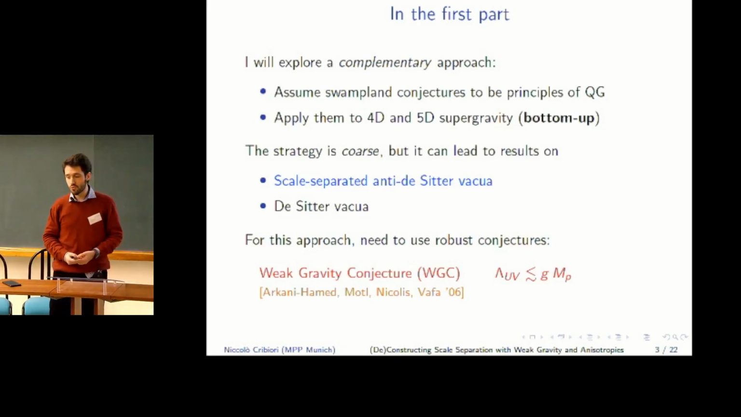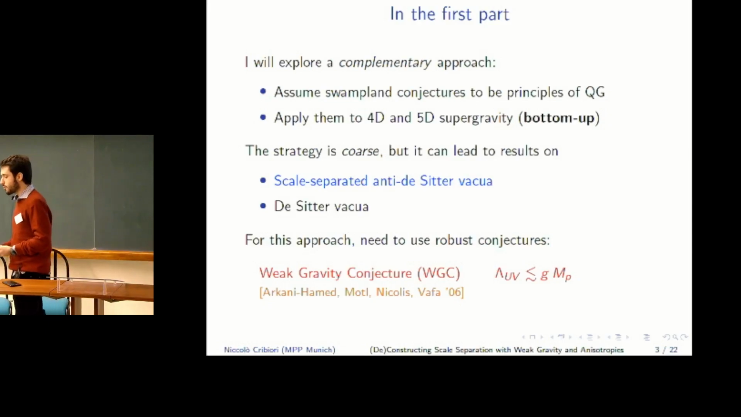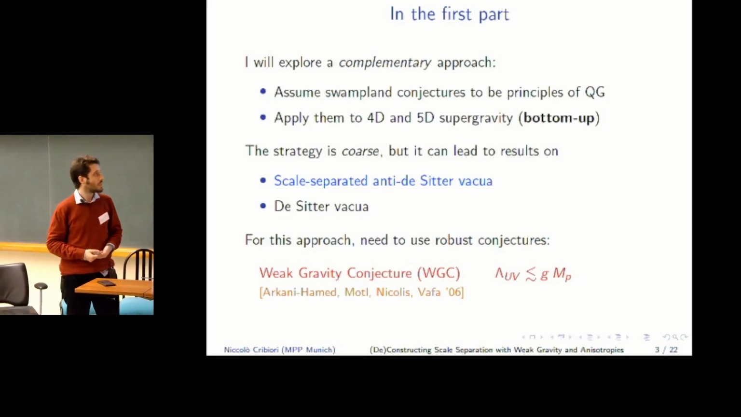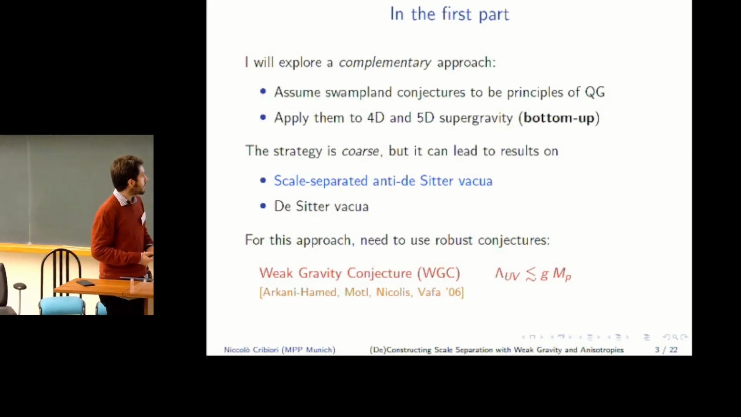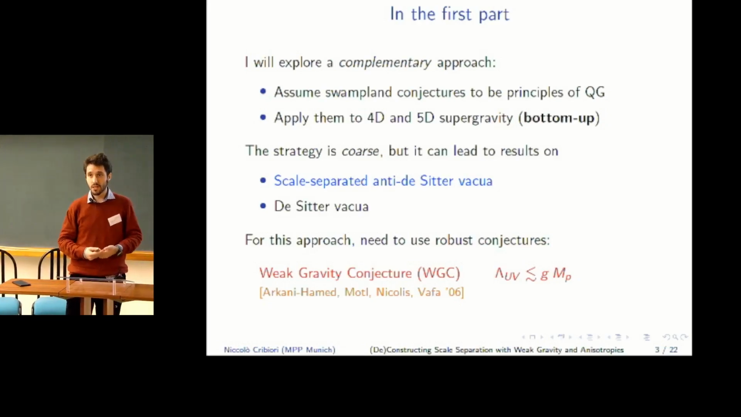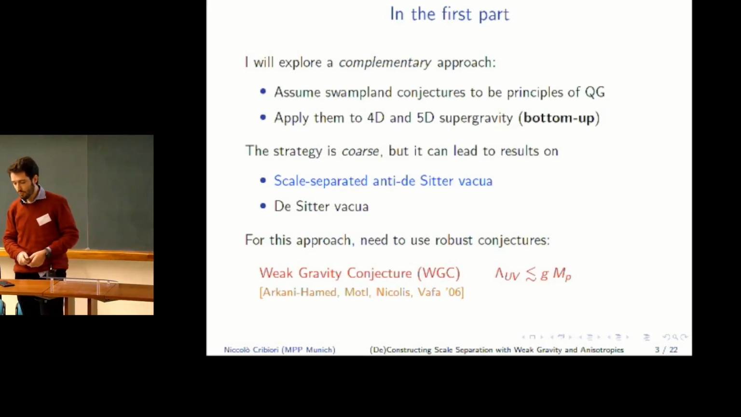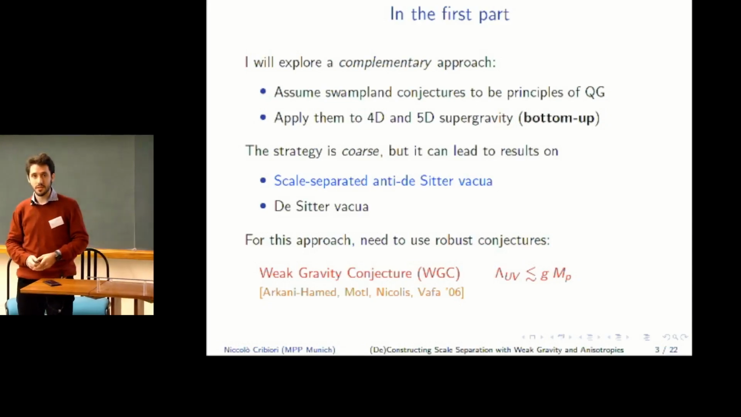For this approach to make sense, of course, you have to use conjectures which are tested and checked. For this reason, we used the magnetic version of the weak gravity conjecture, which is a statement on the ultraviolet cutoff of effective field theories, and is one of the most tested conjectures indeed.